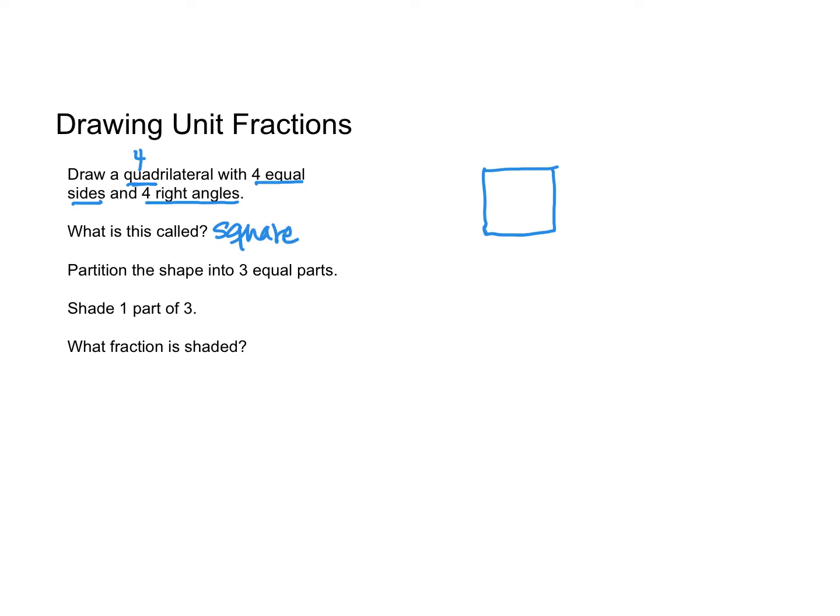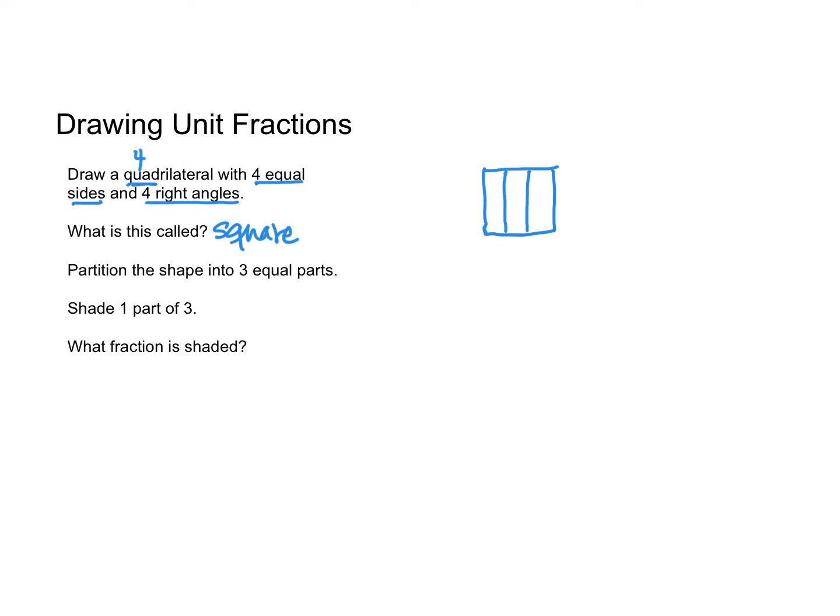Okay, and then it says to partition the shape into 3 equal parts. So I want you to divide this shape, this square, into 3 equal parts. I'll give you a few seconds to do that, and then I'm going to do mine. So I've got 1, 2, 3. Is it perfect? No, but you can see that it's 3 equal parts.